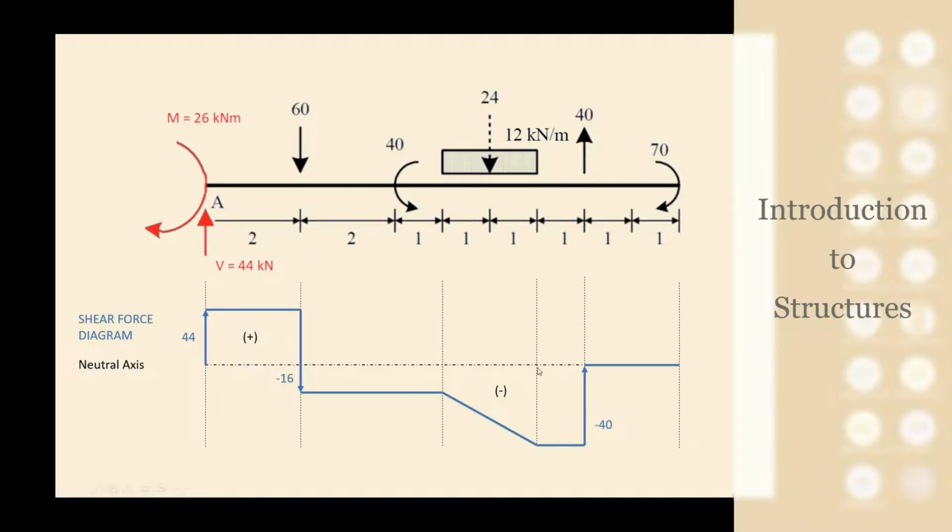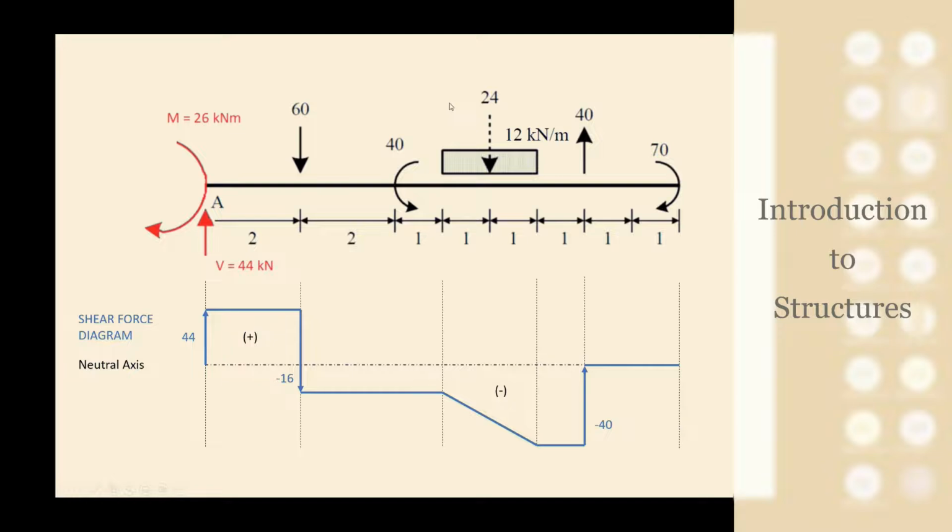Yes, the value 40 here minus 40 will be equal to, if you are here at the end of the UDL, 44 minus 60 minus 24. Because at the end of the UDL, if you are here, for example, where I'm showing you on the screen, the summation of shear forces to the left will include the whole UDL.